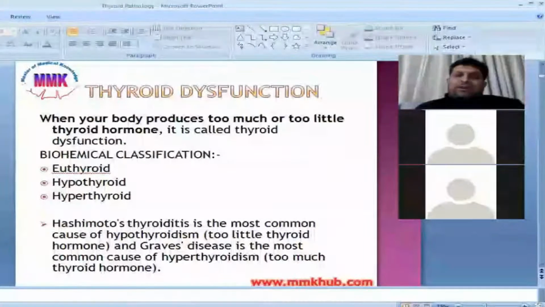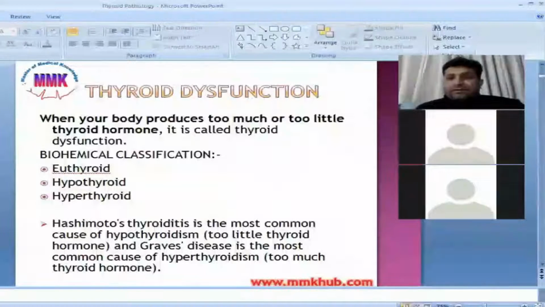Whenever the body produces too much or too little thyroid hormone, the condition is called thyroid dysfunction, meaning the normal function of the thyroid is now deranged. A person can be euthyroid. Euthyroid means normal thyroid, normal production of the thyroid hormone. A person can be biochemically hypothyroid or hyperthyroid. In hypothyroidism, there is a decrease in the amount of the thyroid hormone, and in hyperthyroidism, there is an increase in the amount of the thyroid hormone.